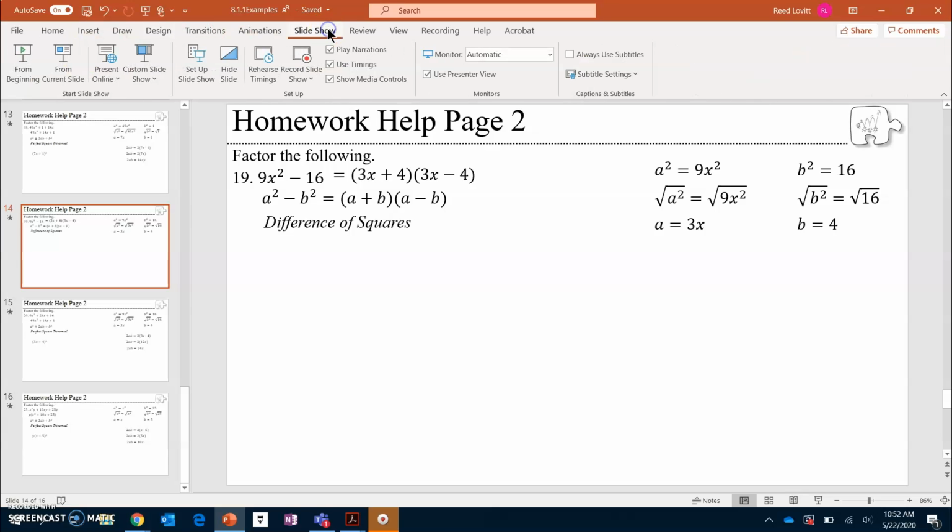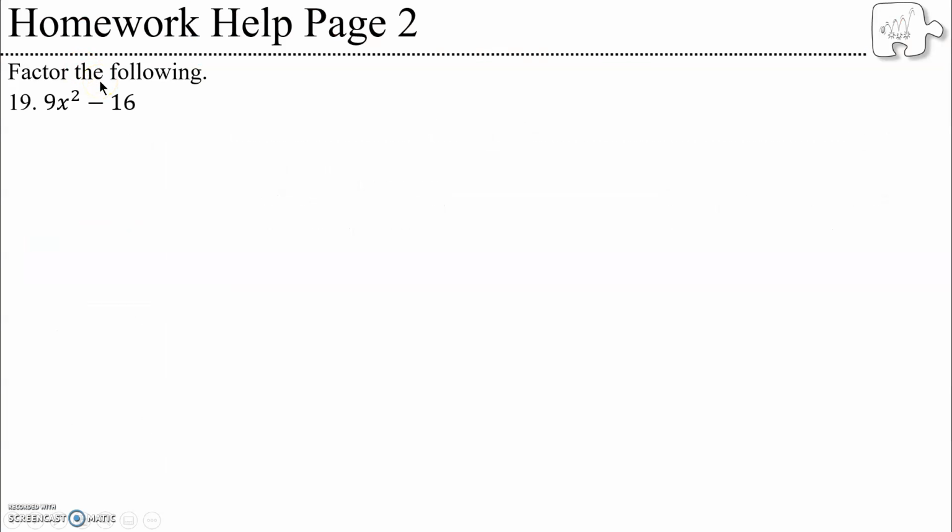All right, I'm going to do 19, 20, and 23. So here's 19. We already said that there's no common factor. So now we have to think about whether this is a difference of squares or a perfect square trinomial. Well, it's not a perfect square trinomial because perfect square trinomials have 3 terms, and this one only has 2. So it's a difference of squares because 9x squared is a perfect square, and so is 16. It looks like this, a squared minus b squared.